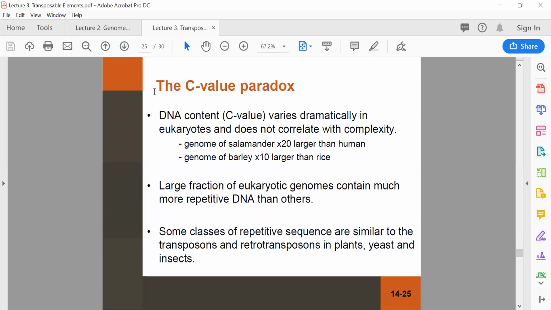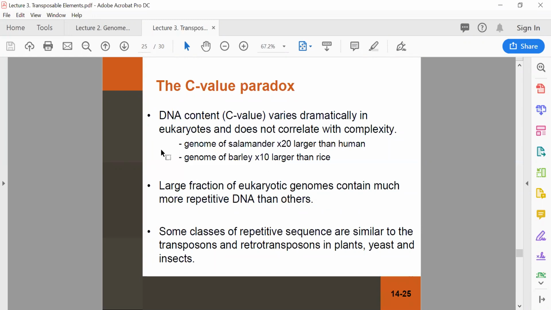All right, here's a new concept for you, and this one is called the C-value paradox. The DNA content of an organism, which is generally referred to as the C-value, varies dramatically, as you already know, in eukaryotes, and the amount of DNA doesn't necessarily correlate with the complexity of the organism. For example, the genome of the salamander is 20 times bigger than that of the human. The genome of barley is 10 times larger than rice. So no correlation there with complexity of the organism.